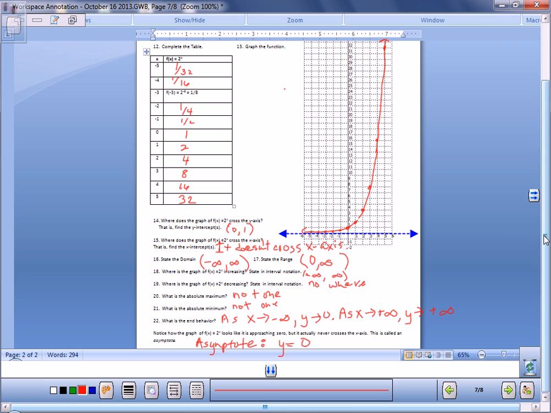All right, the domain is from negative infinity to positive infinity, but the range is from 0 to infinity. The graph is increasing everywhere. It's decreasing nowhere. There's no absolute max nor min because it continues forever. As x approaches negative infinity, y approaches 0. And as x approaches positive infinity, y approaches positive infinity. But we do have an asymptote here at y equals 0. The function gets closer and closer and closer as we go further left, as our x values decrease. But we never get to 0.